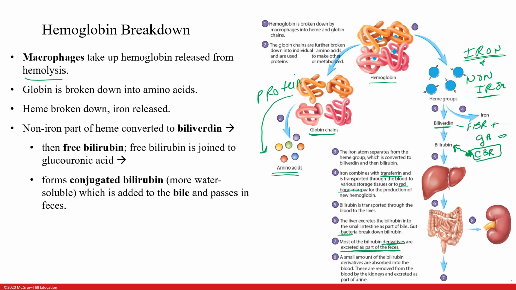There is a tiny amount of conjugated bilirubin that is absorbed into the bloodstream, and those molecules are actually removed from the blood by the kidneys and secreted as urine. So that explains how we break down hemoglobin and what happens to the different pieces. Hopefully that helps you understand the relationships between biliverdin, bilirubin, and conjugated bilirubin and bile.